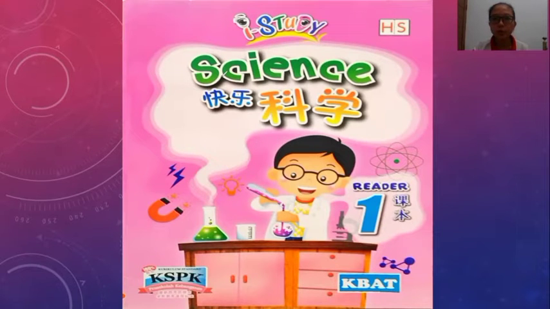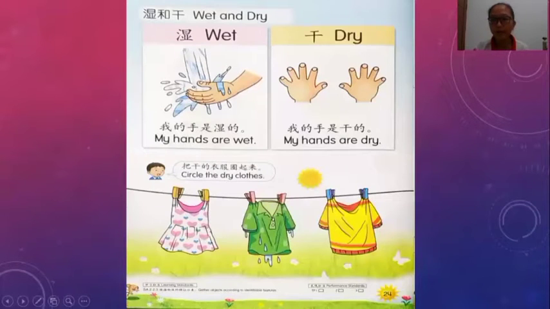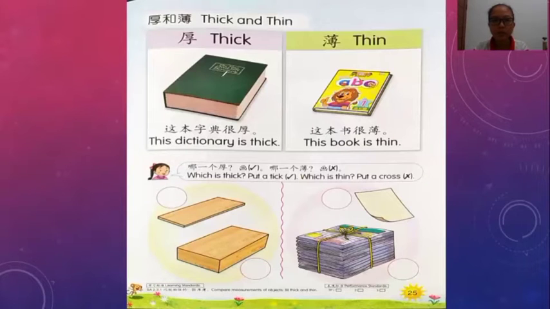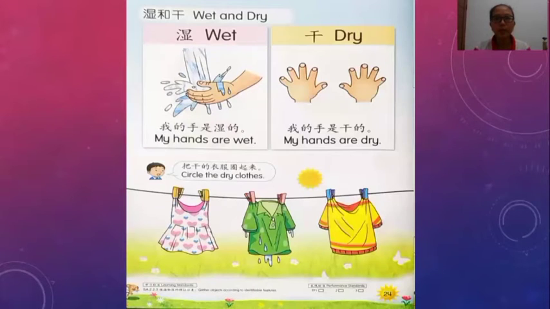Okay, so you need to open your Science Reader 1, page 24. And then later we also need to study page 25. Alright, so we need to open page 24. It's about wet and dry. Okay, wet, W-E-T, wet, basah, right? And dry, D-R-Y, dry, itu kering.